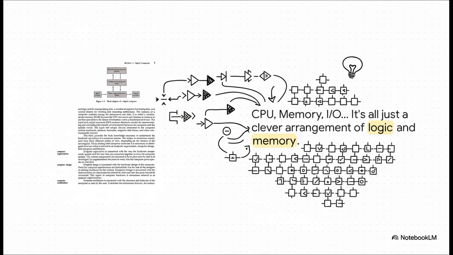And that box for memory? You guessed it, that's just millions and millions of our little flip-flops. Everything on this chart, no matter how complicated it looks, is just a giant, really clever arrangement of those simple thinkers and rememberers we've just learned about.